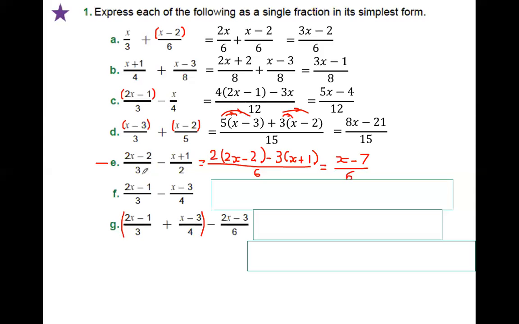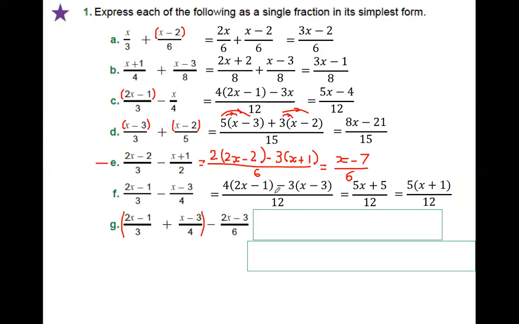Okay. Again, 2 and 3, 6. We've done that one. 2 times 2x minus 2 minus 3 times x plus 1. The next one, I've got 4 and 3. Again, because it's a 4 and a 3, 4 times 3 is going to be 12. So you would do 4 times 2x minus 1 minus 3 times x minus 3. So 4 times 2x, 8x minus 3x, that's your 5x. Negative 4, negative 3 times negative 3 is a positive 9. So 9 minus 4 is just 5.